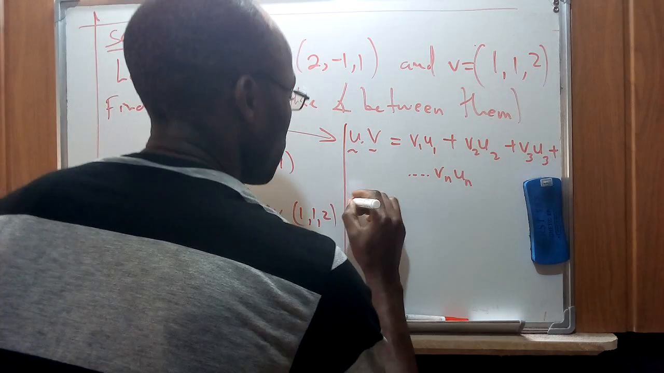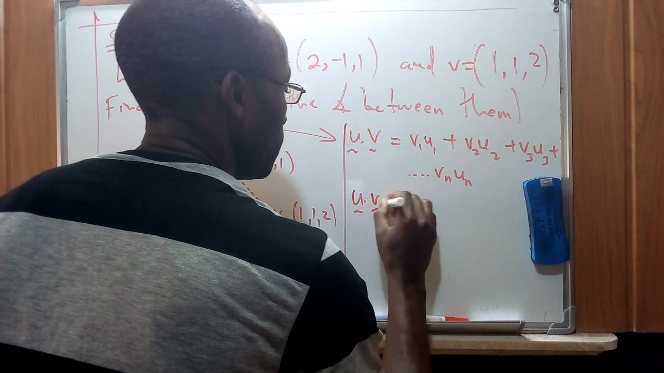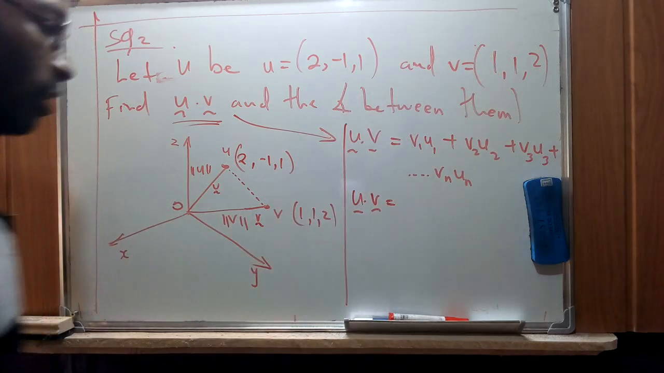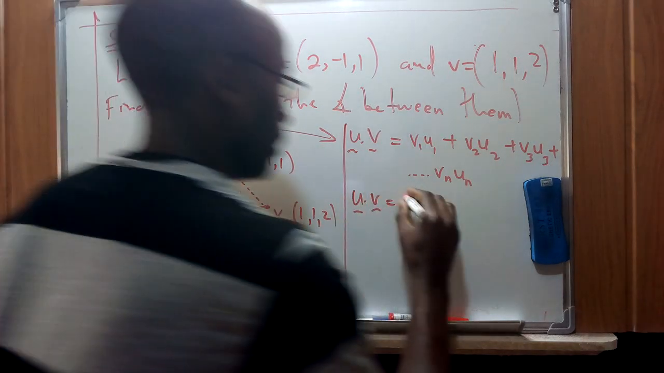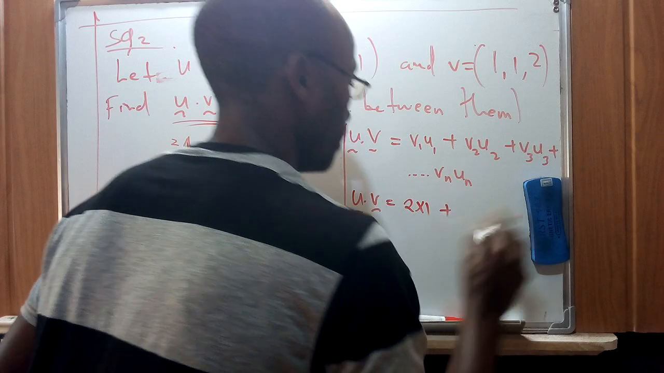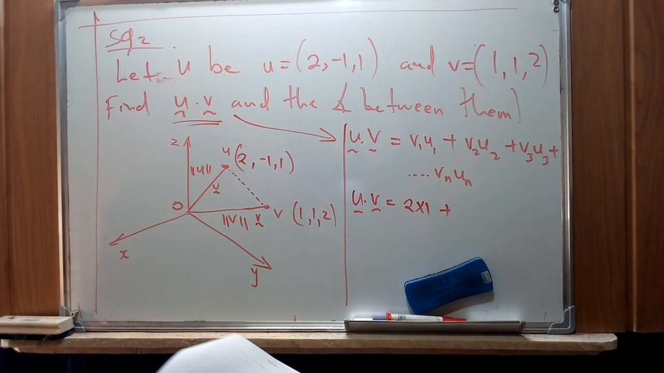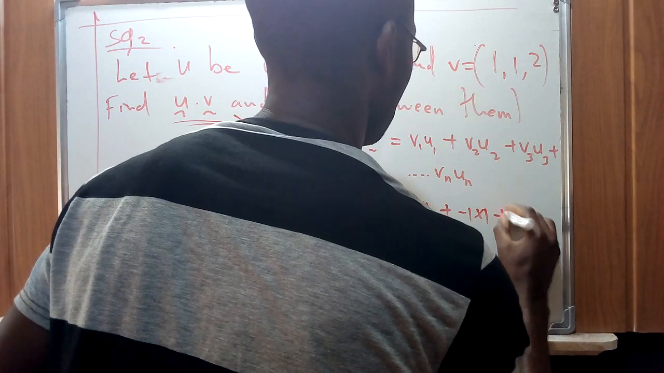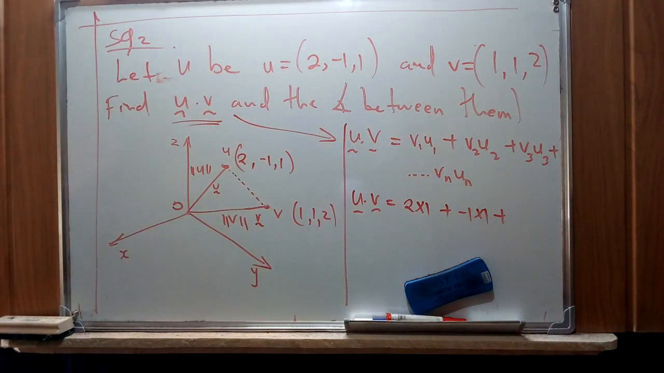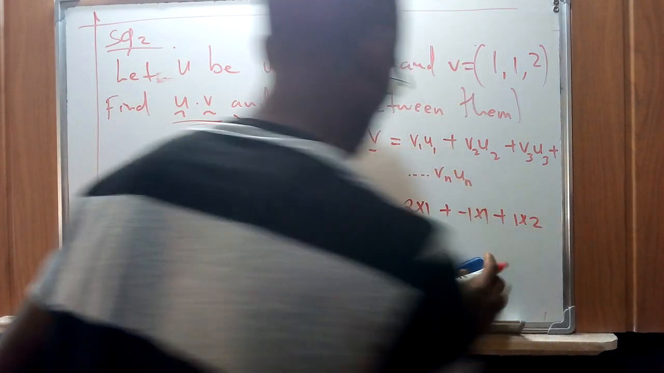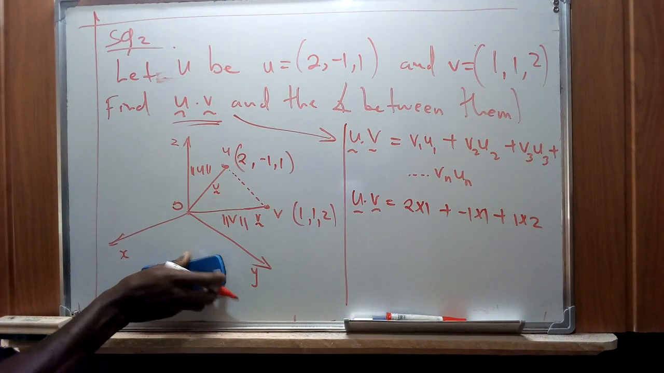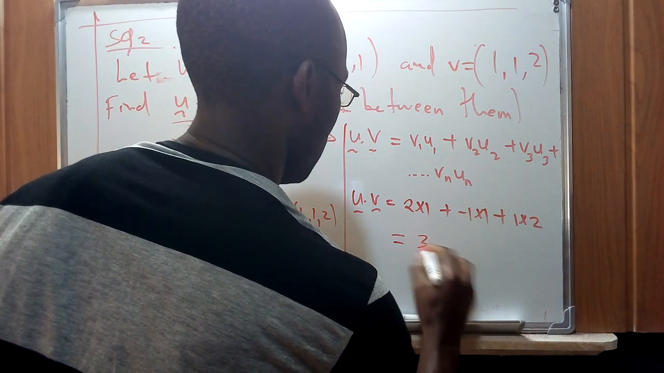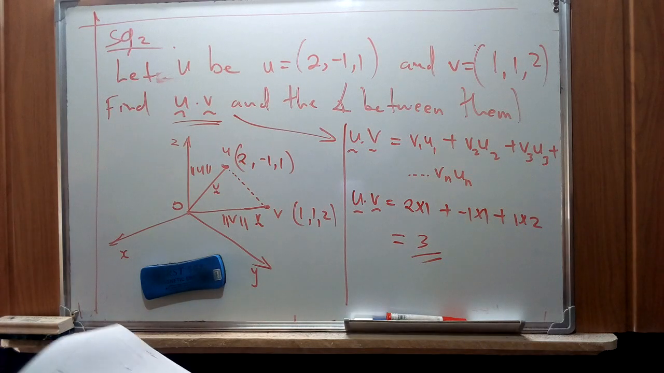So using this rule, u dot v equals u1 v1 plus u2 v2 plus u3 v3. We just multiply the respective components, and then we sum them. So it is 2 times 1, plus -1 times 1, plus 1 times 2. This is 2 minus 1 plus 2. It's a scalar quantity which is going to give us 3.